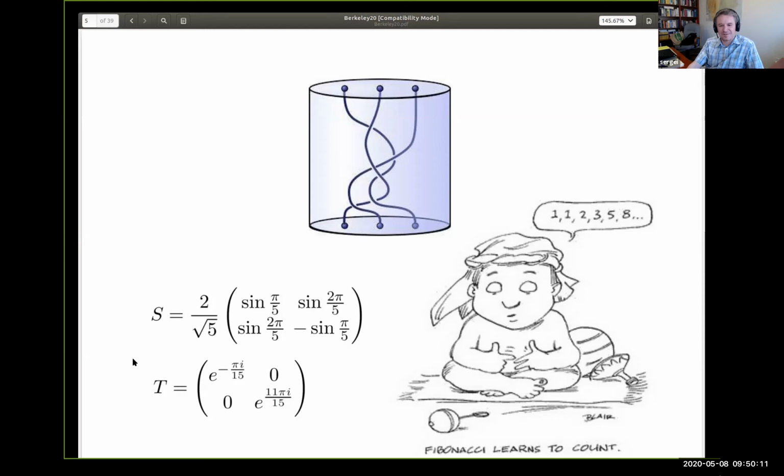Right. So as you can also see from this concrete example of Fibonacci anyons, or the Fibonacci MTC, the values of the S and T matrices are very special. Here they have to do with a number field of order 5. So it's a cyclotomic field of order 5. And 5 is, of course, a standard number for Fibonacci.